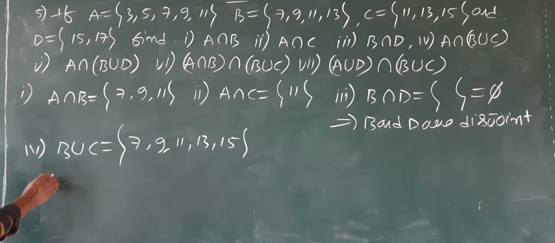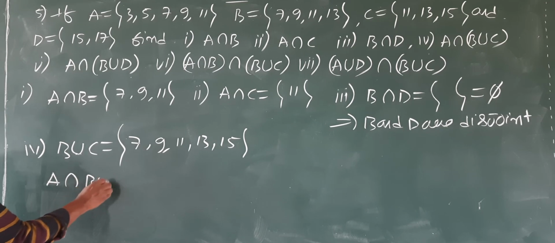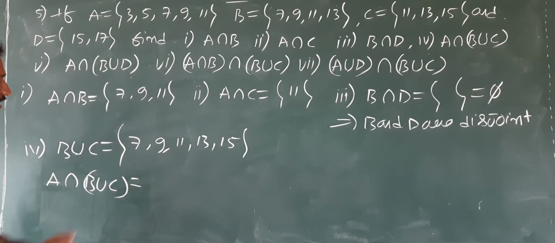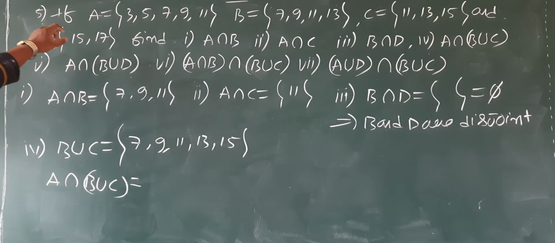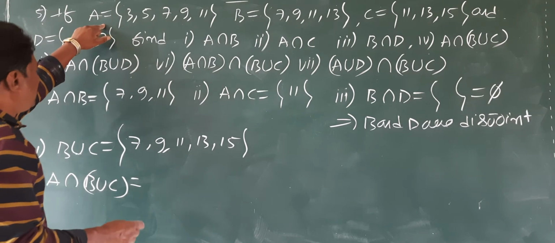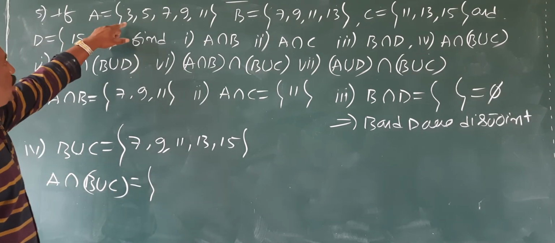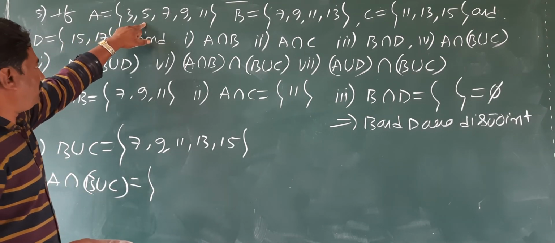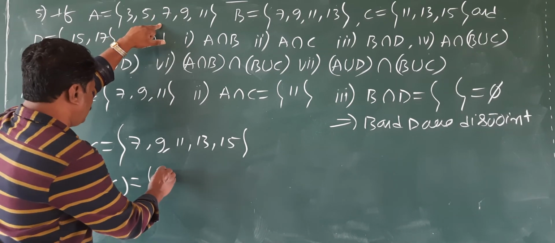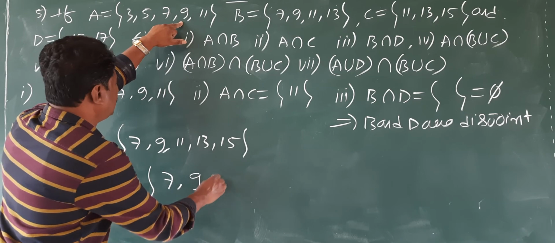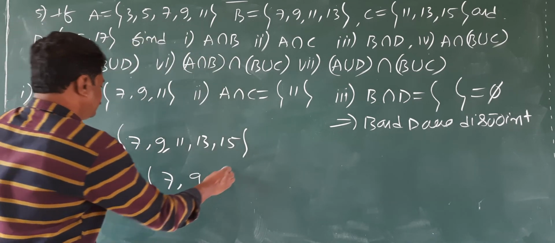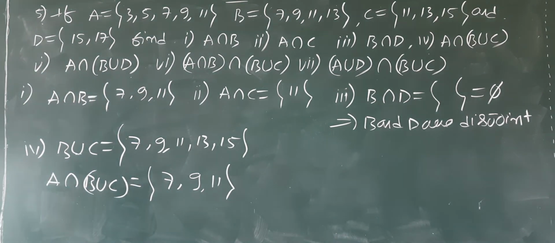Next, A intersection B union C. Now let us intersect this B union C with A, picking the common elements from both. Is 3 common? No. 5 common? No. 7 is common. 9 is common. 11 is also common. This is A intersection B union C.